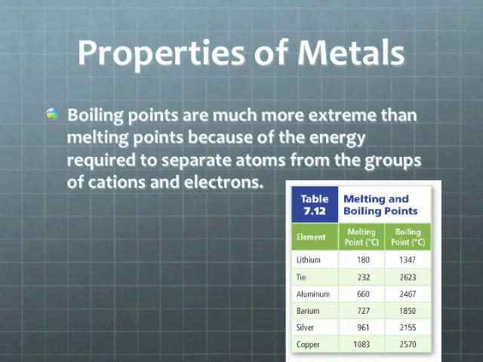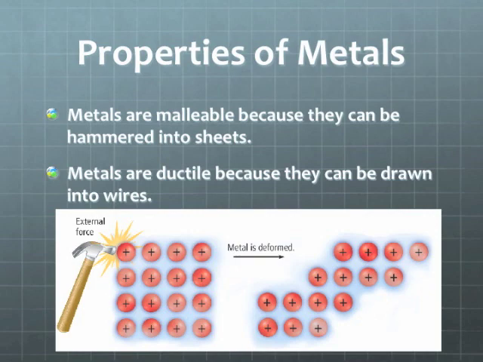Because of the way metals bond and the extreme attraction between the cations and delocalized electrons, we see characteristics that reflect the strength of this structure. For instance, boiling points are much more extreme than melting points because boiling points are actually separating the cations from the sea of electrons. Melting points, though, only allow for the cations to move around within the structure, and while they are high, they are not extreme. Another property of metals is that they are malleable and ductile. In other words, they can be hammered into sheets and drawn into wires.